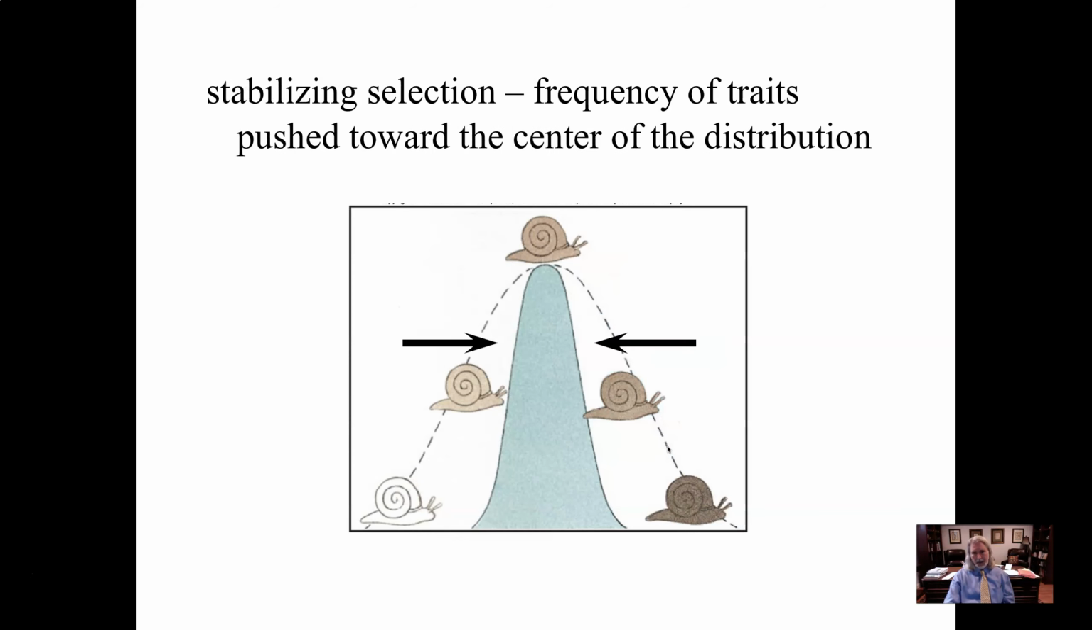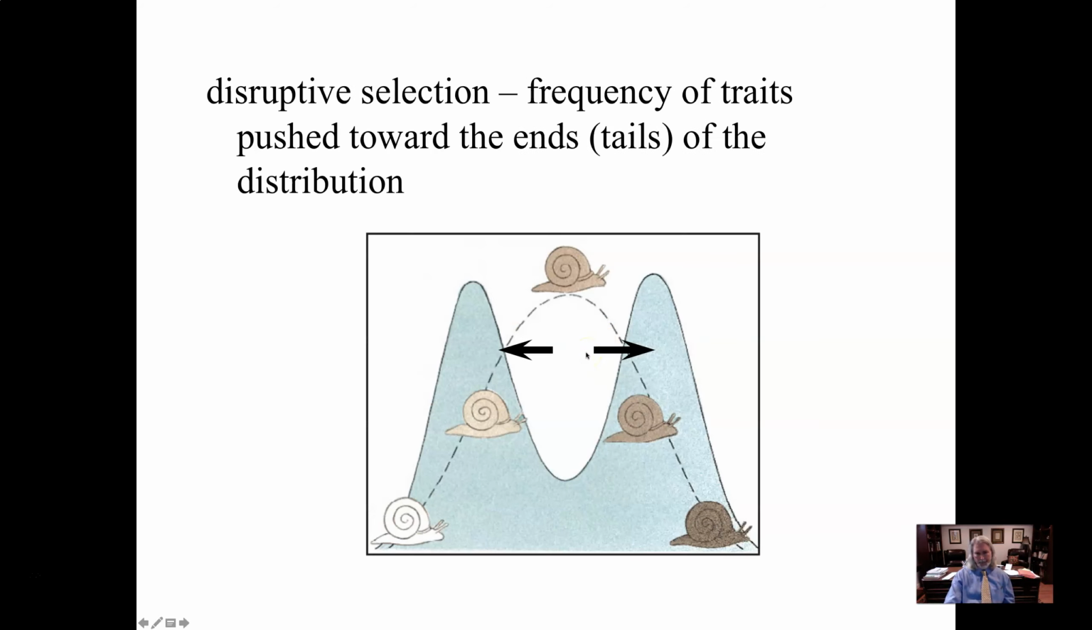Stabilizing selection: the frequency of the traits is pushed towards the center or the mean. Again, the dotted line represents the average at the beginning when you first measure those traits and plot the frequency. When you go back the second time, there's a greater frequency of that average trait in the middle, and the extremes are dropping out in frequency. So there's selection against the really light colors and the really dark colors, and greater selection for the ones right in the middle, the average trait.